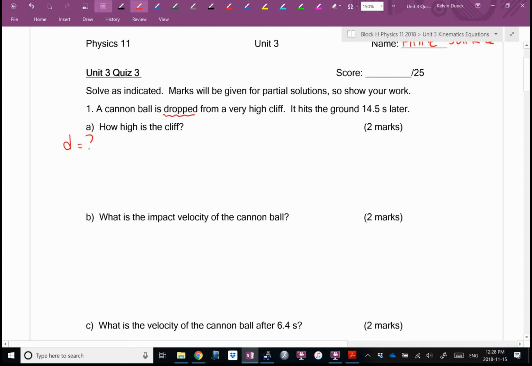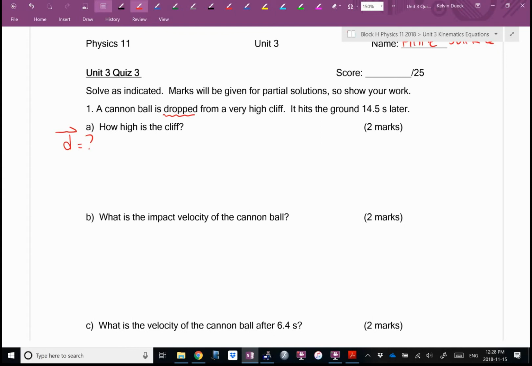I've done a bad job teaching you. I haven't emphasized enough that this D that we're finding is always a displacement. And what does that mean? It's going to have a directional component. If you end up below from where you started, you're going to get a negative answer. If you end up above from where you started, you're going to get a positive answer.